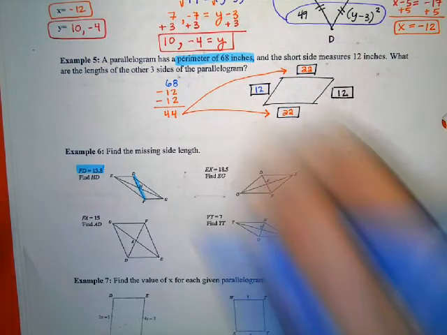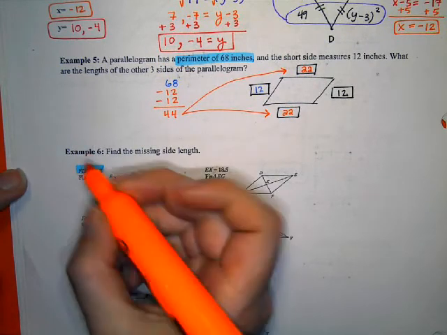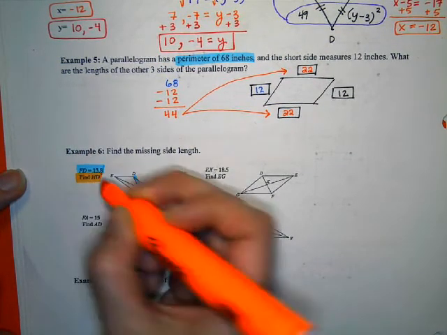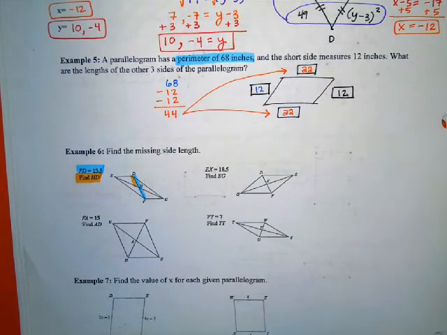Right, now we're gonna throw more letters at you. Find the missing side lengths. I'm gonna use my highlighter. It says F to D is 13.8. F to D. That is a full diagonal. Goes all the way from corner to corner.